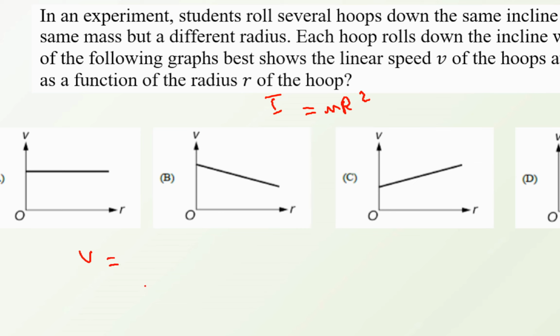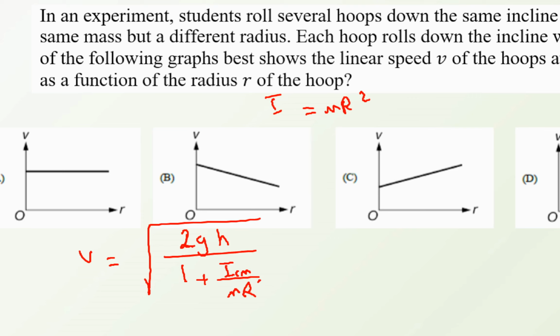ramp for a hoop is given by the radical of 2gh with a fractional term given by 1 plus I_CM over mr squared, and we know that I_CM in this case is given by mr squared, so this cancels with that, and we're left with radical 2gh over 1 plus 1, which is basically radical gh.